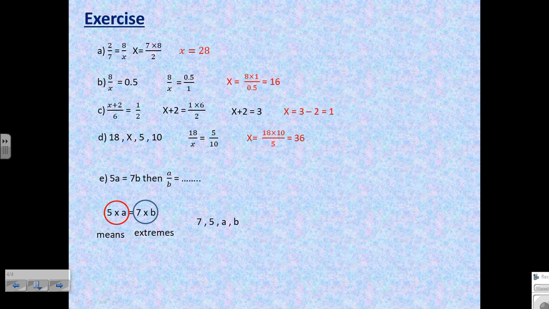7 is the first term and 5 is the second term, so this is the first ratio. A is the third term, b is the fourth term, so this is the second ratio. Or 5 and a are means and 7 and b are extremes, so we can arrange it as we want. So 7 over 5, this is the first ratio, equals a over b, which is the second ratio, and this is the answer. So a over b equals 7 over 5.